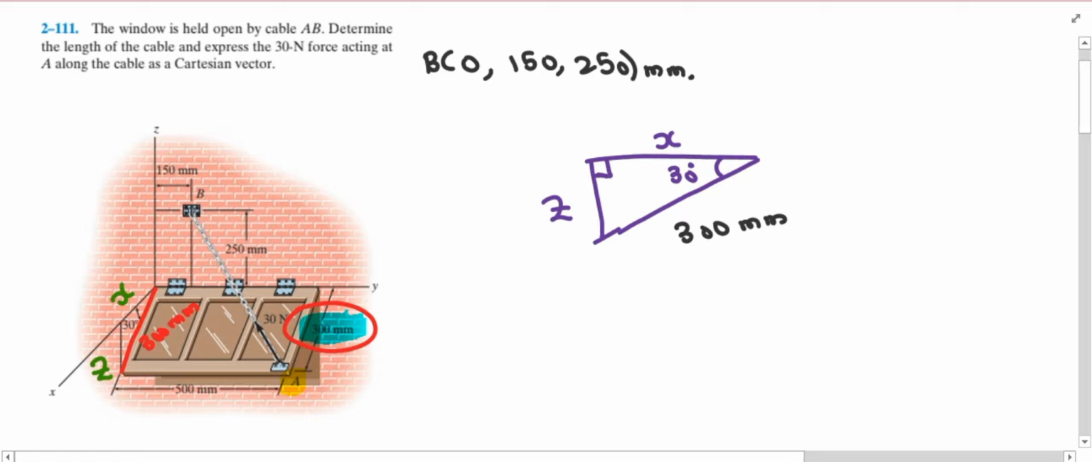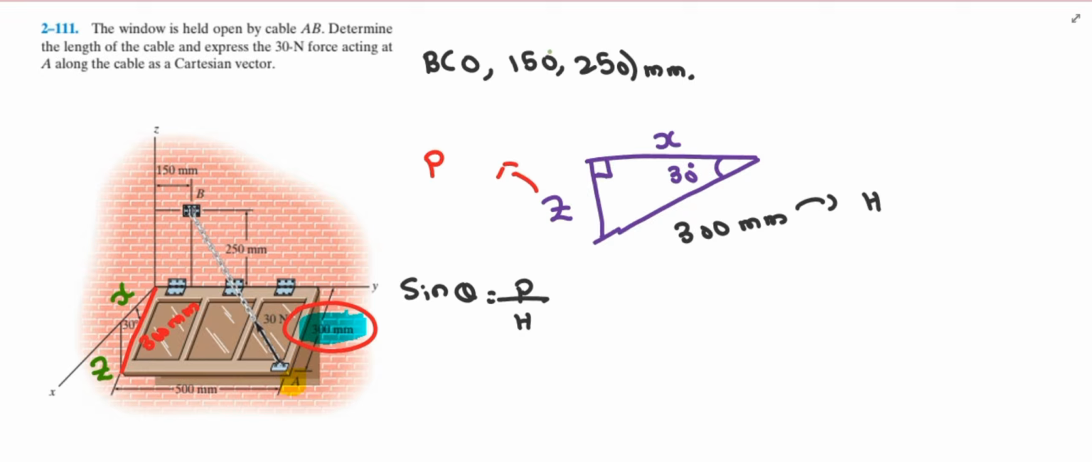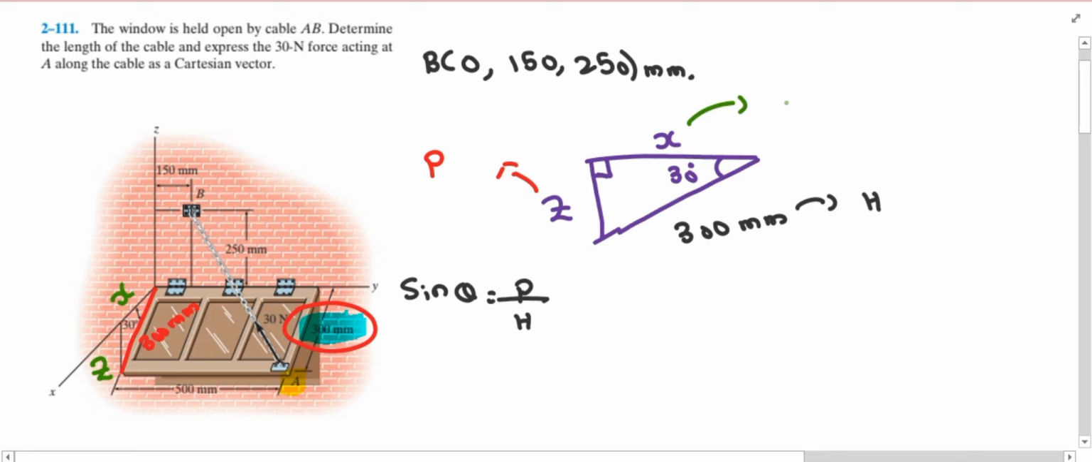So apply the sine theta and cos theta functions here to find out the value of x as well as the value of z. We know that sine theta is equal to perpendicular upon hypotenuse. The opposite side of theta is the perpendicular, and in this case it is basically z. And the opposite side of 90 degrees is the hypotenuse, and in this case it is the 300 millimeter. And where the two angles meet each other, that particular side is known as the base, and in this case it is our x.